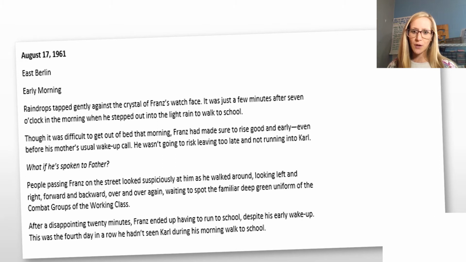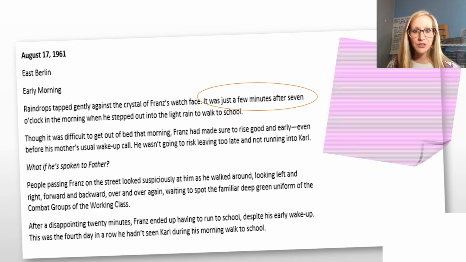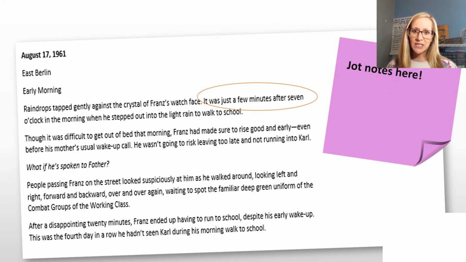I'm going to pause for a moment because I noticed it says it was just a few minutes after 7 when he stepped out to walk to school. The author does something unique here where it talks about time, especially on Franz's watch. So as we continue to go through the text, I want you to pay attention to the time. The chapters give us dates. Franz's watch tells us the exact time of day. So anything that you want to note down about time, jot on a piece of paper or a sticky note. I'm going to continue reading.